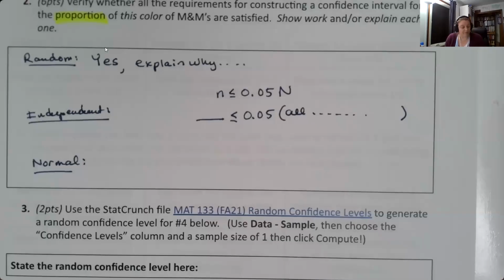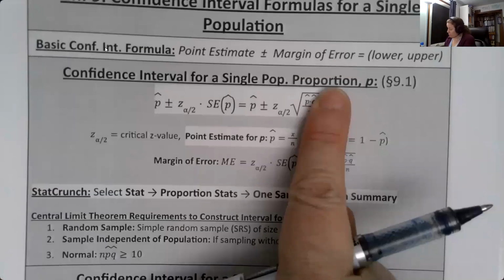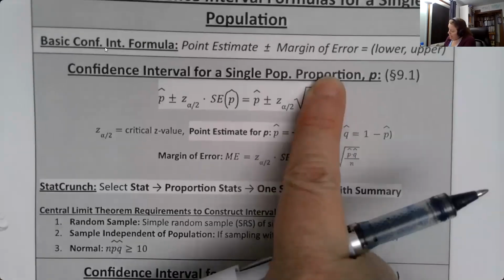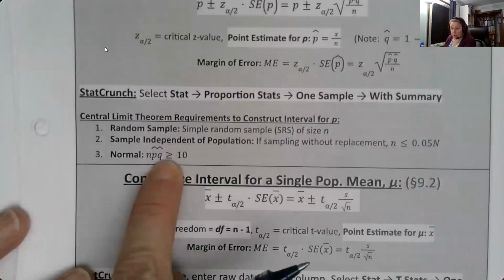Now, as for normal, to be normal for proportions, confidence interval proportions, needs NPQ to be greater than 10.